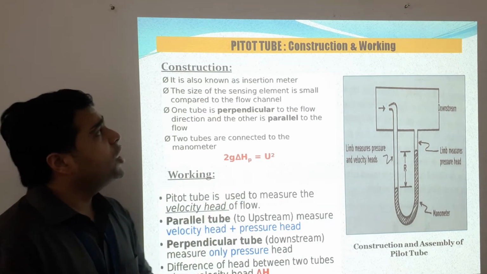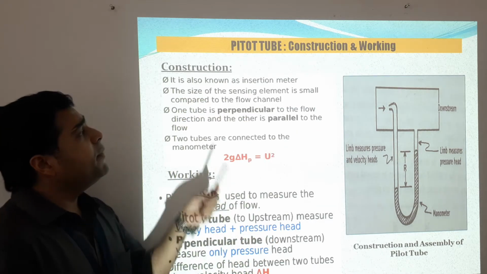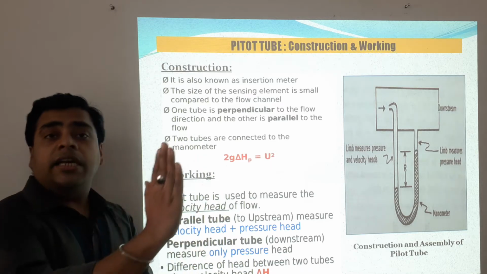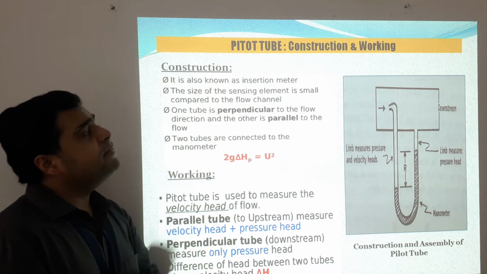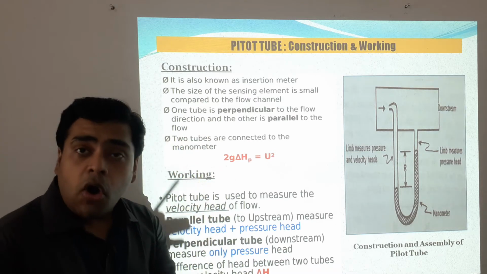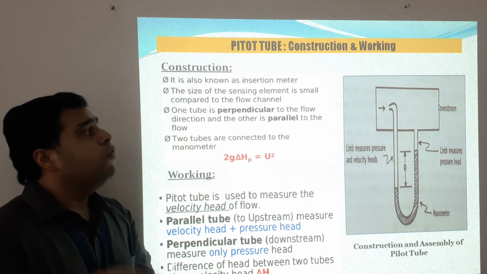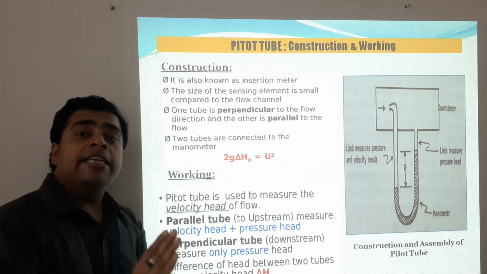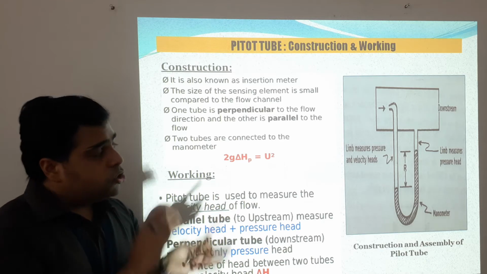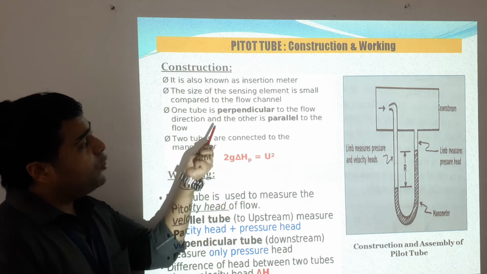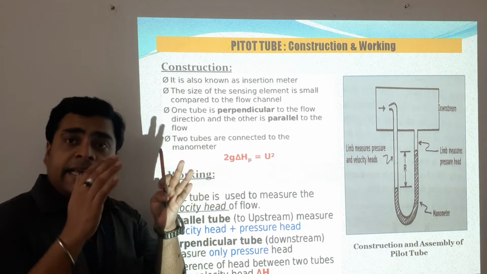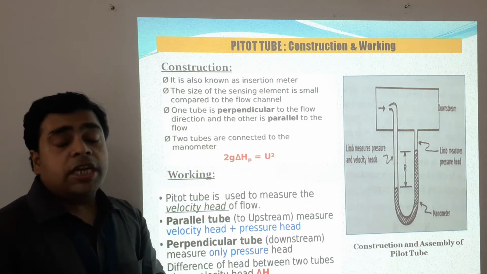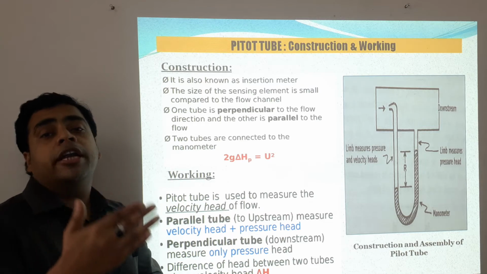Let us come to its construction. It is very evident from the diagram. It is also known as insertion meter because it is inserted in the streamline flow. The size of the sensing element is small compared to the flow channel. One tube is perpendicular to the flow direction and the other tube is parallel to the direction of the flow.